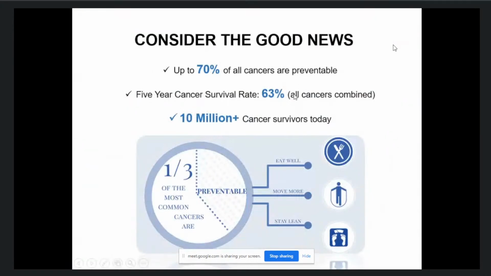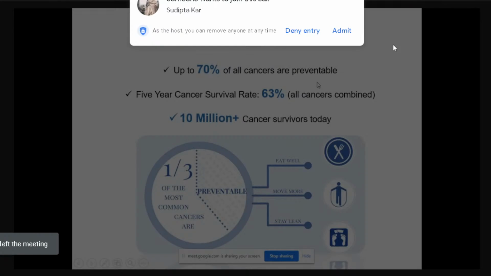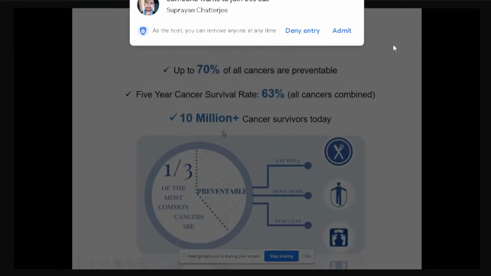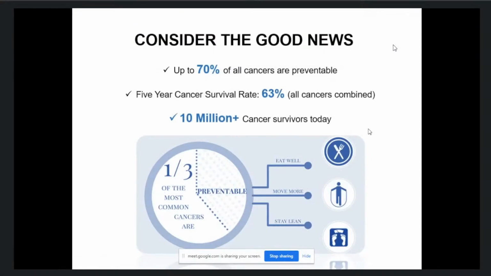Next, along with the problems, there is good news as well: up to 70% of all cancers are preventable. There are different preventive measures that we can take in the proper way, and we can prevent cancer. And there are treatments available now as well. So there are good things along with the problems. And currently there are over 10 million cancer survivors today. That is because we are progressing in cancer research.